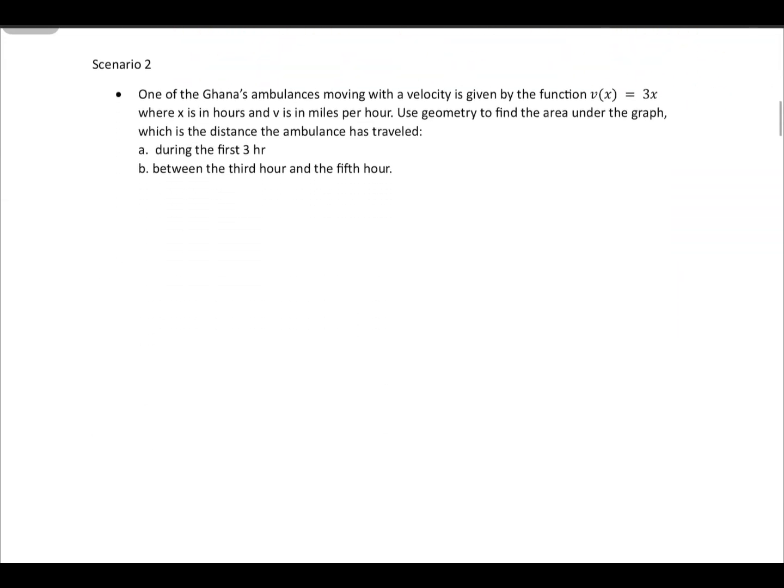So let's move to the second scenario. The second scenario is also talking about one of the ambulances moving with a velocity given by the function v of x equal to 3x, where x is in hours and v is in miles per hour. They said we should use geometry to find the area under the graph, which is the distance the ambulance has traveled.